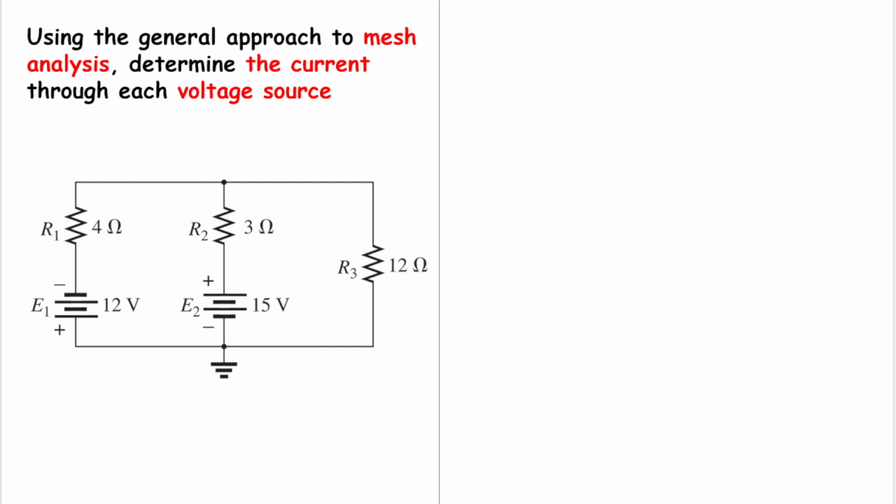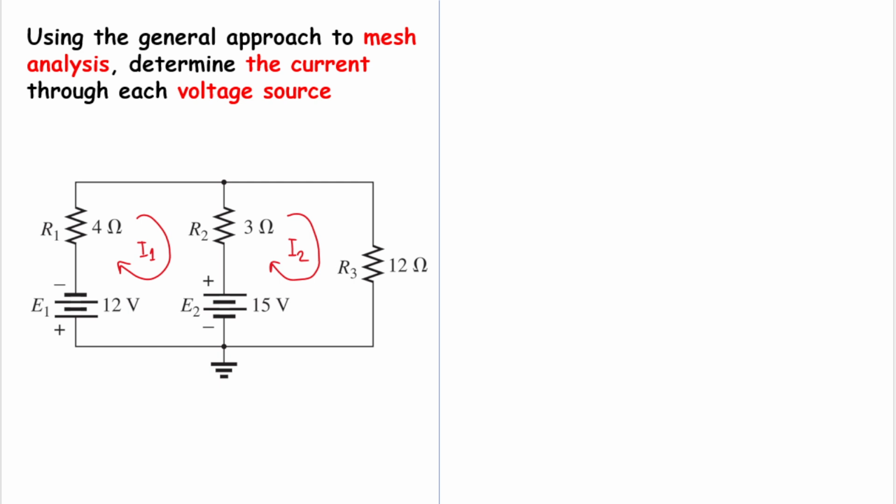Using the general approach to mesh analysis, determine the current through each voltage source. Okay, we are asked to use mesh analysis, so let's draw the loop. I will use this loop here, which is clockwise, and I will name the current in this loop I1. And I will also use another loop here, which is I2, also clockwise. And we need to do KVL at I1 and I2.